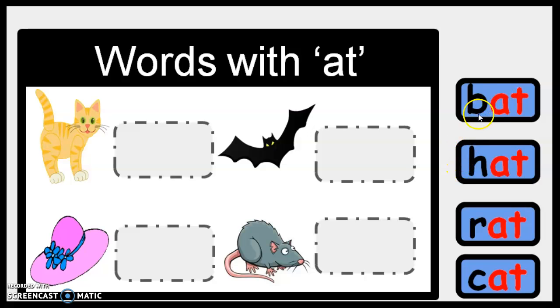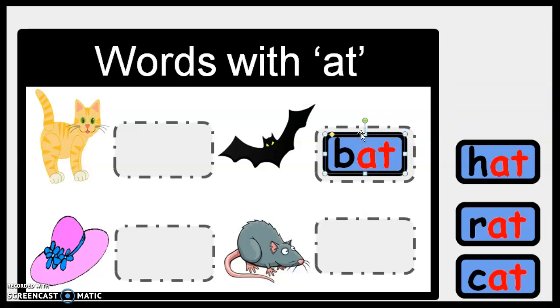Now let's see if we can read the words and put them in the right place. Can you read the first word? Bat. Let's put it in the right place. Bat. Very good. Now let's read the second word. You try to read it yourself.